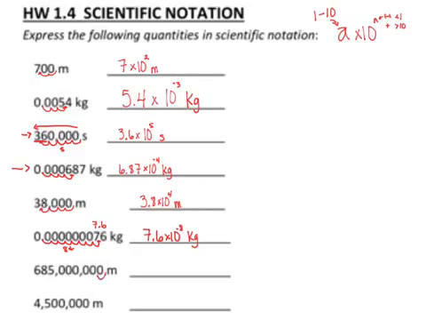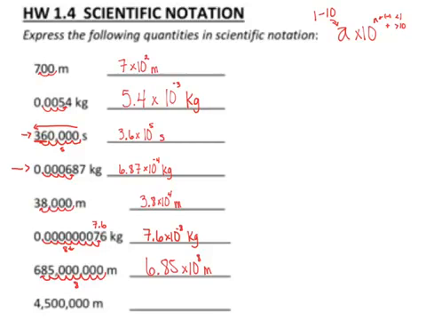All right, here we have a really large number. Again, 1, 2, 3, 4, 5, 6, 7, 8. So I moved it 8 places, but this time I moved it to the left. This number is definitely greater than 10, so in this case my exponent will be positive. So my number is 6.85 times 10 to the 8th, and then my unit is going to be meters.